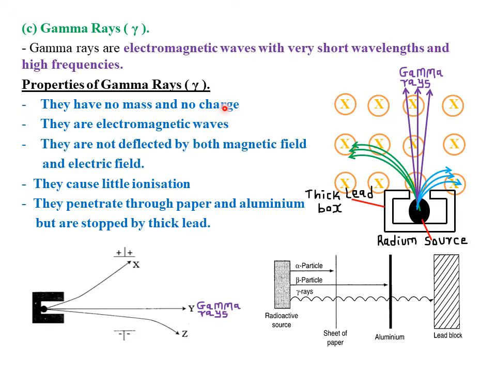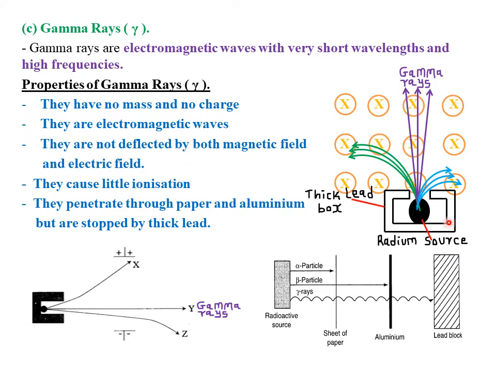So that simply means that we do not expect them to have any deflection within either a magnetic or an electric field. Then they are electromagnetic waves, which simply means that they do not need any material medium for them to be transmitted. The third property is that they are not deflected by both magnetic and electric fields. The reason being they have no charge.